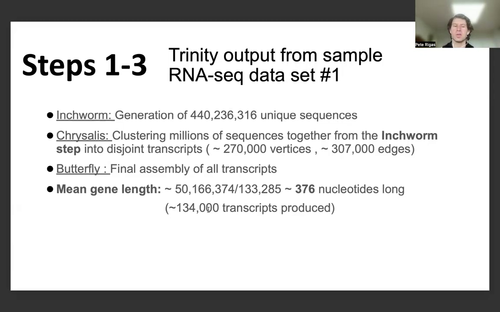And after processing all these sequences, when it passes through Chrysalis, it performs the clustering stage in which it clusters millions of sequences together from the previous stage into disjoint transcripts. So this is very much related to the type of graphical structure and the probabilistic knowledge that I had alluded to, which we can gather from a transcriptome assembly pipeline in the previous slide.